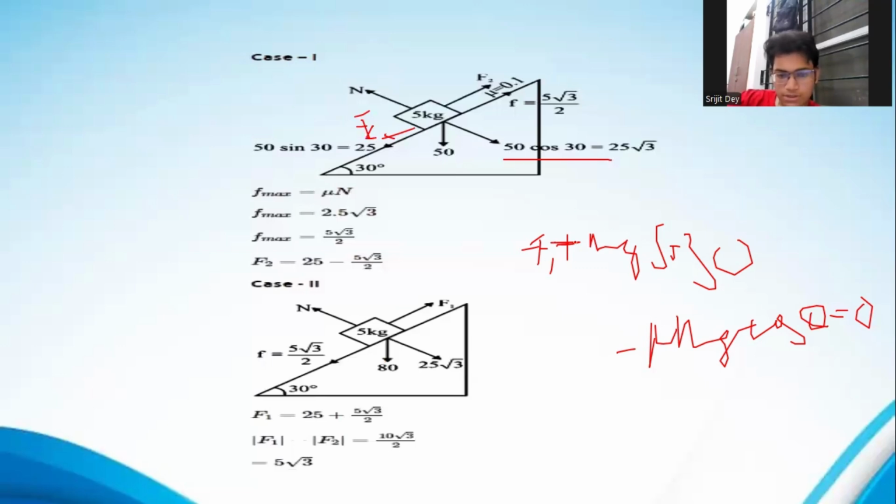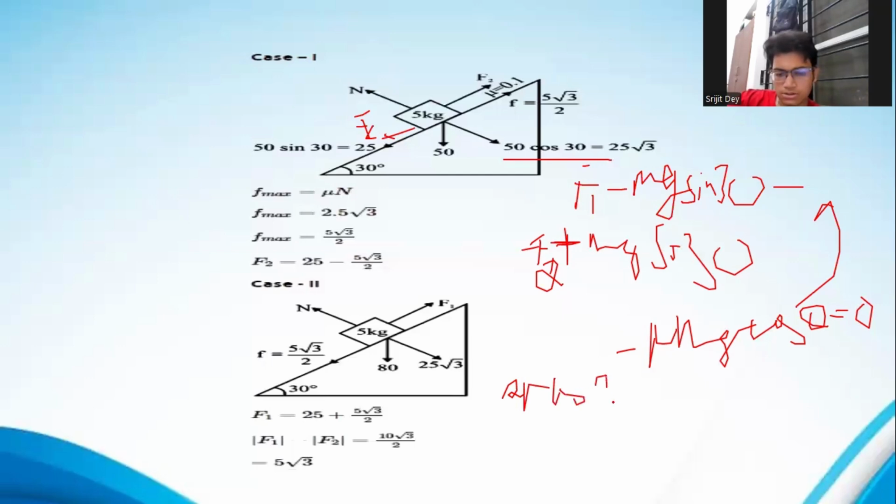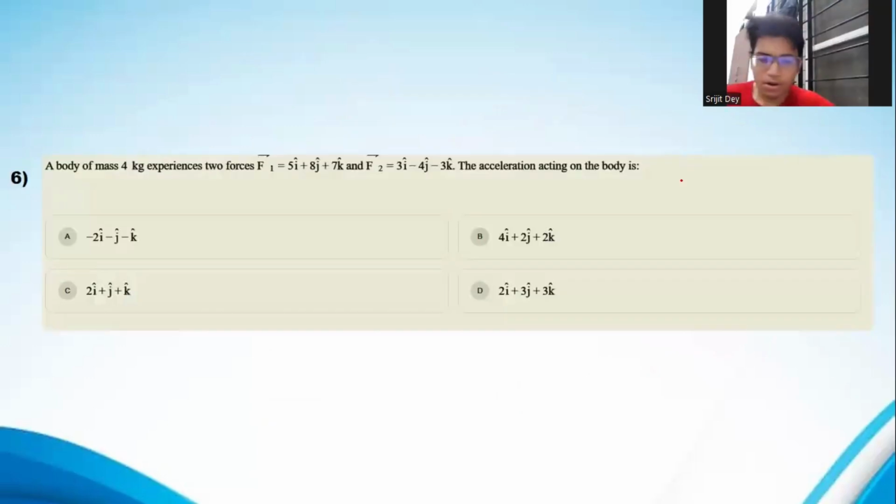So on solving, this will be your F1, and similarly F2 is the one that's downward. So in case of F2, this will become plus, and this will remain minus. In case of F1, it would be F1 minus mg sin 30 minus this. Now on doing the minus, you will get the value of 2 mu cos 30, which is equal to 5. Okay, so that is the answer.